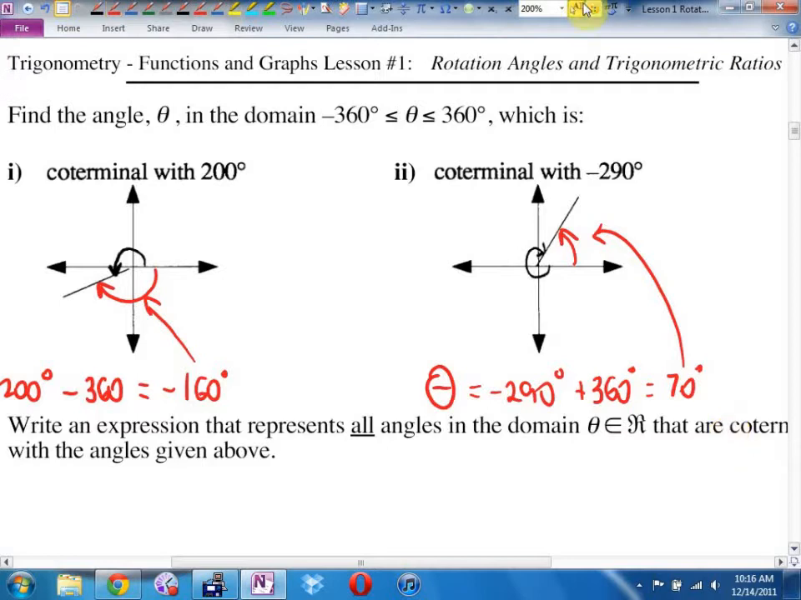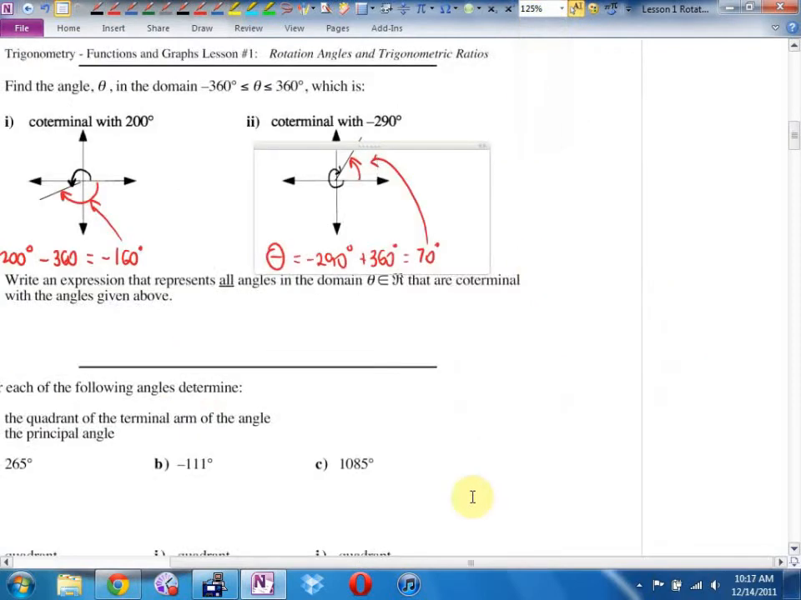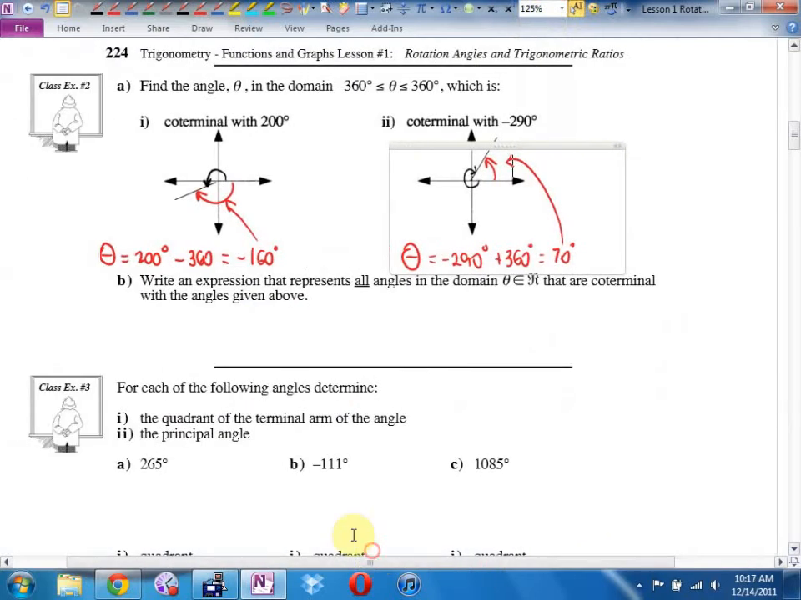Then they ask us to write an expression which represents all of the angles. Okay. For the first one, all of the angles are going to be the principal angle plus or minus multiples of 360 degrees where n is an integer.